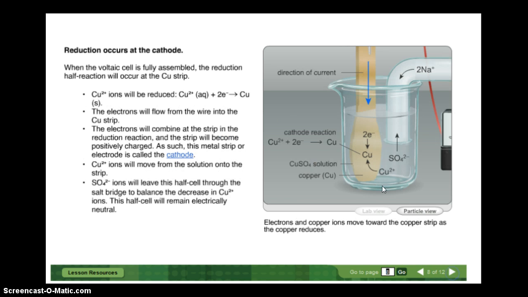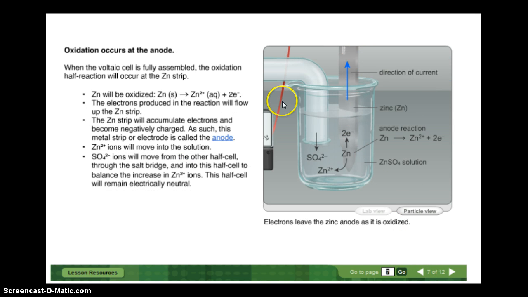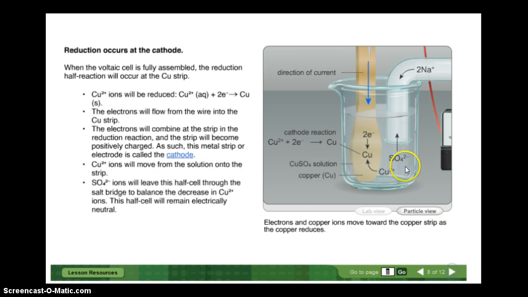Okay, so the sulfate goes through, and these electrons, remember they were going up the zinc and through the wire, and they're going to keep coming through this wire, and they're going to be coming down on the piece of copper. The electrons will combine at the strip in the reduction reaction, and the strip will become positively charged. As such, the metal strip or electrode will be called the cathode because it's positive. Cu 2+ ions will move from the solution onto the strip. So notice how the strip is kind of starting to look like a spoon, and that's because more pieces of copper are coming onto it.